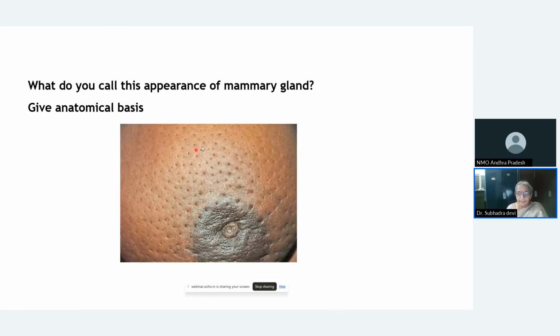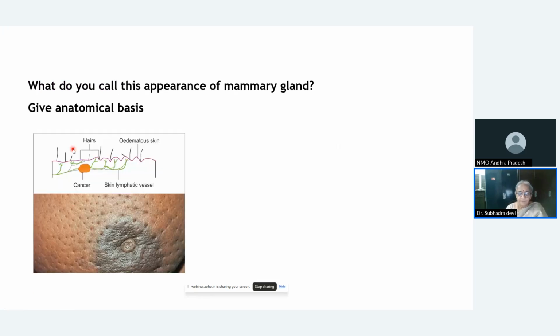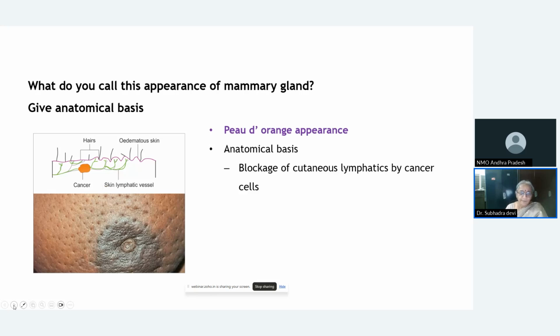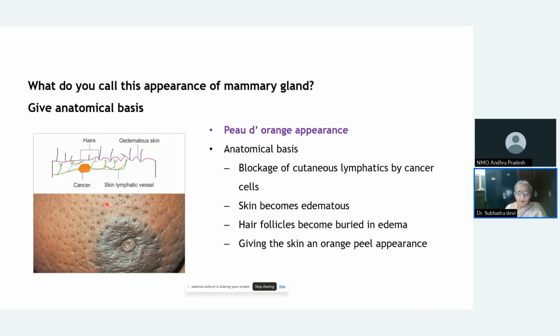Another thing, this is the appearance you will be seeing. What is the anatomical explanation? What do you call this condition? It's called peau d'orange appearance. And what is the anatomical basis for it? You are seeing the blockage of the cutaneous lymphatics by these malignant cells. That can cause the skin to become edematous, and the hair follicles can get buried into the skin. That is what is happening here, and it is responsible for the orange peel appearance of the skin.